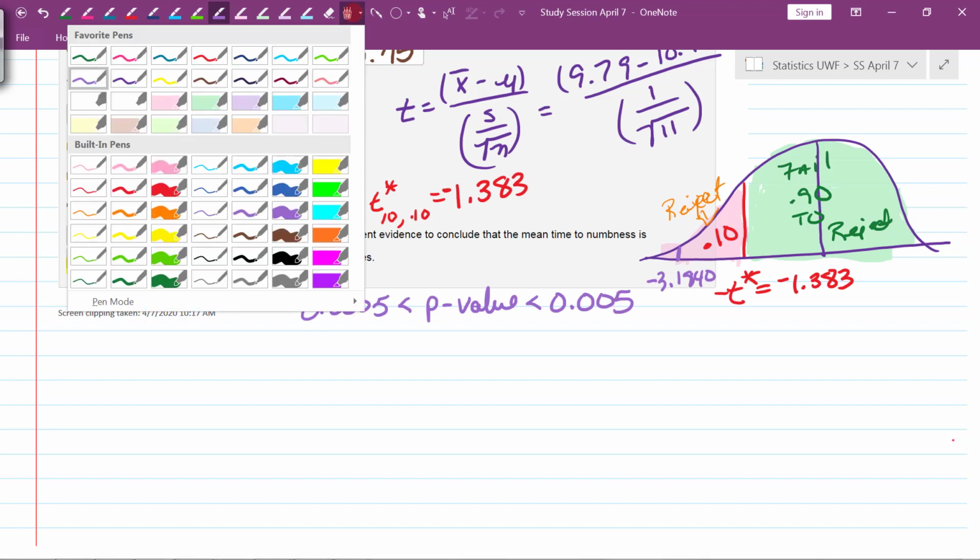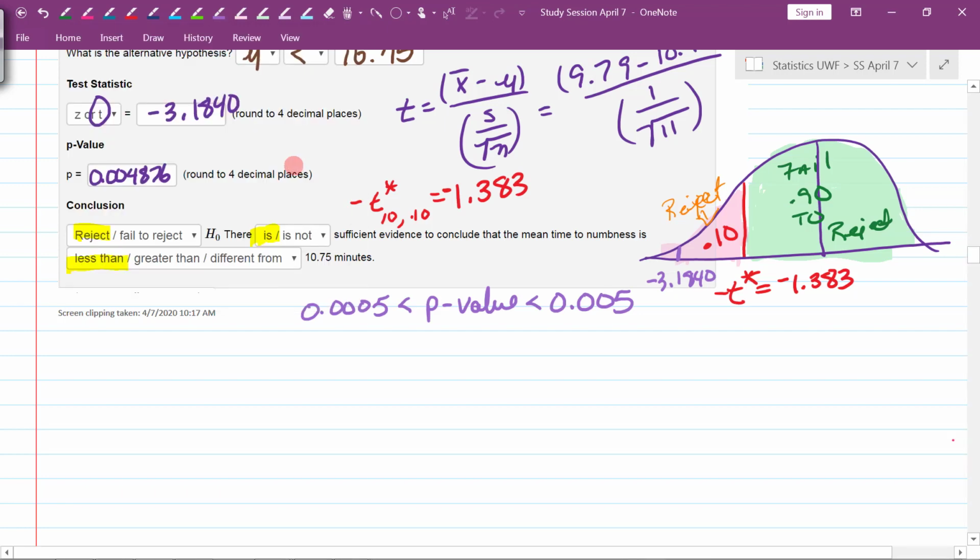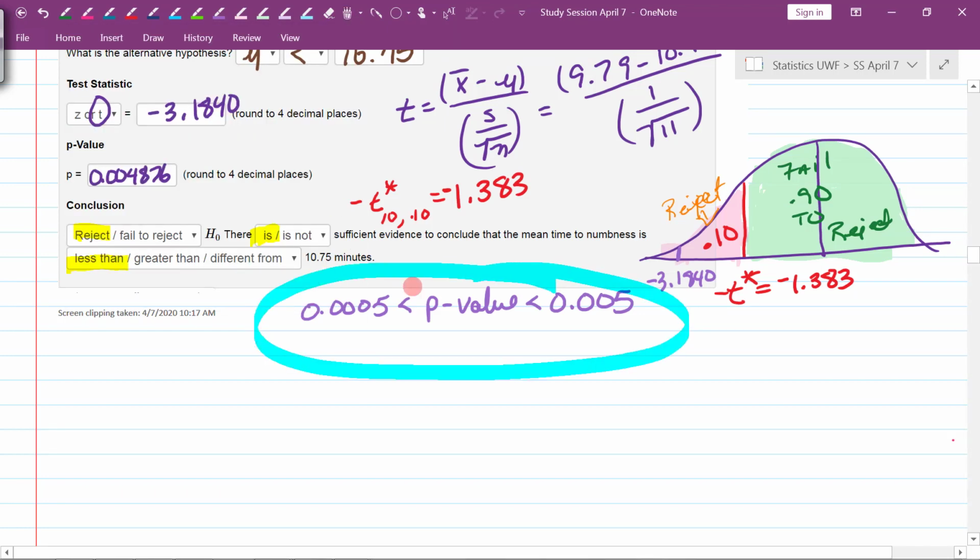So on the exam, what am I looking for? I'm going to be looking for, let me go into highlighter mode, this right here. Okay? That's what we're going to be looking for on the exam.